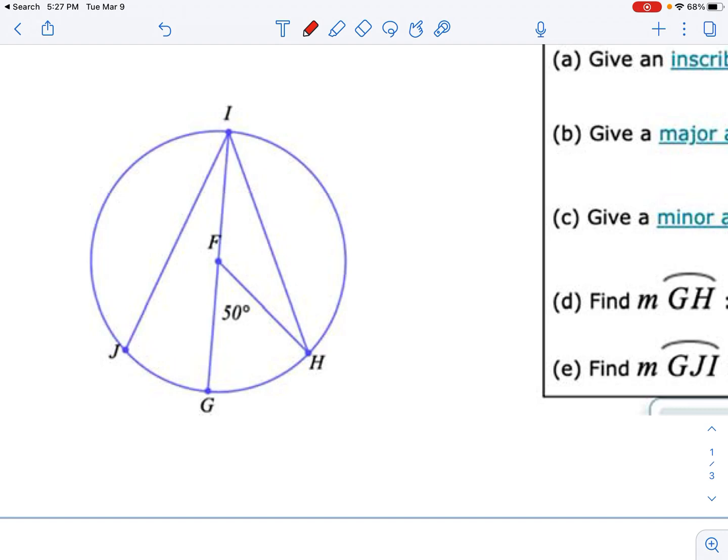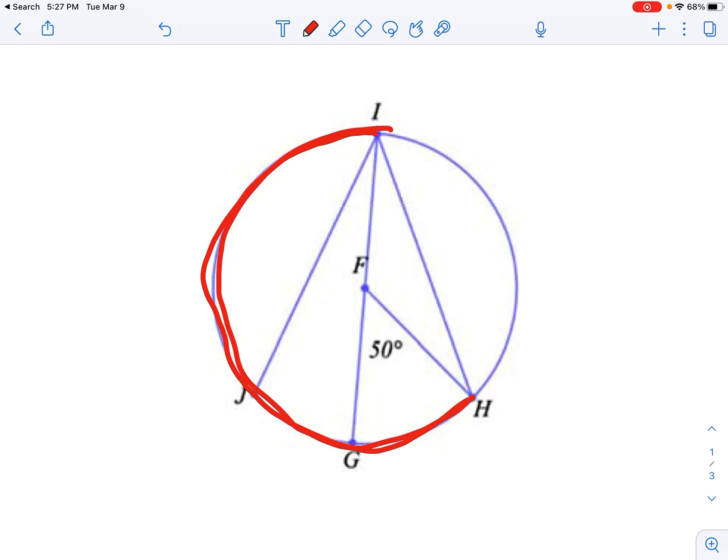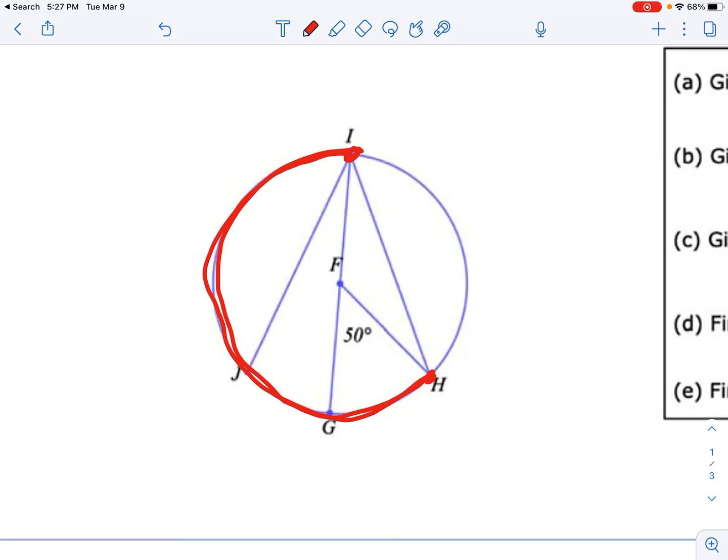A major arc, this is just an example. I didn't do a very good job there. Let me try again. You get what I'm trying to say here? So it'd be that, going from I to H on the bigger side, making it more than 180 degrees.